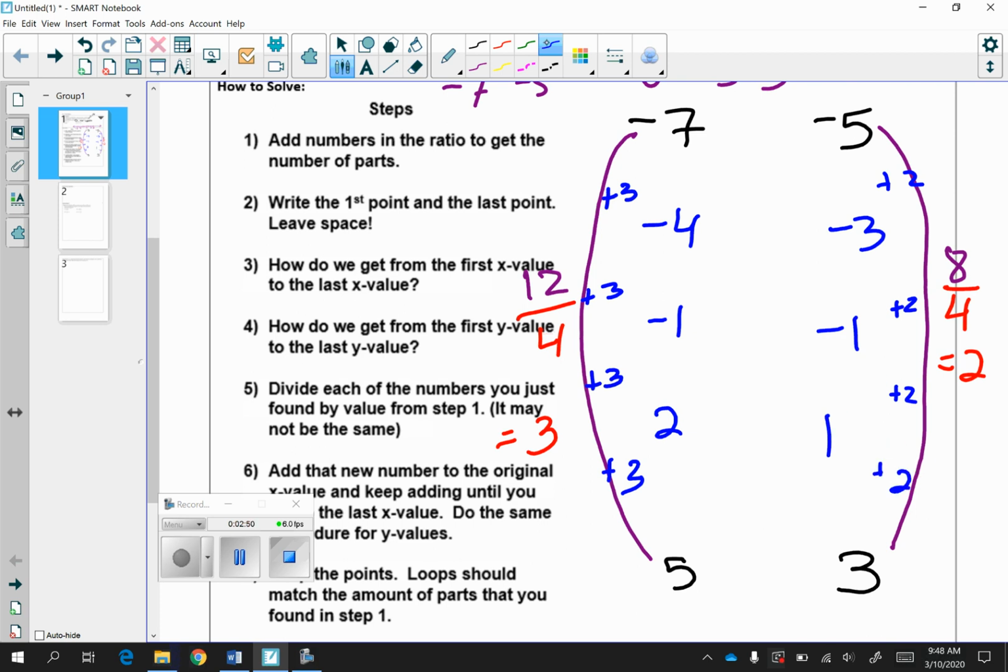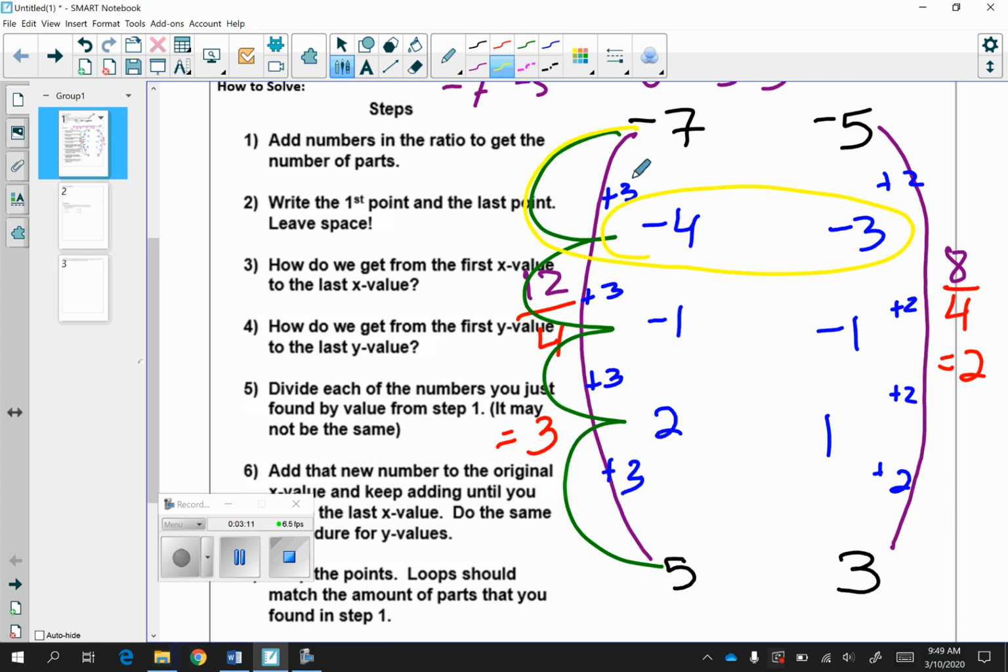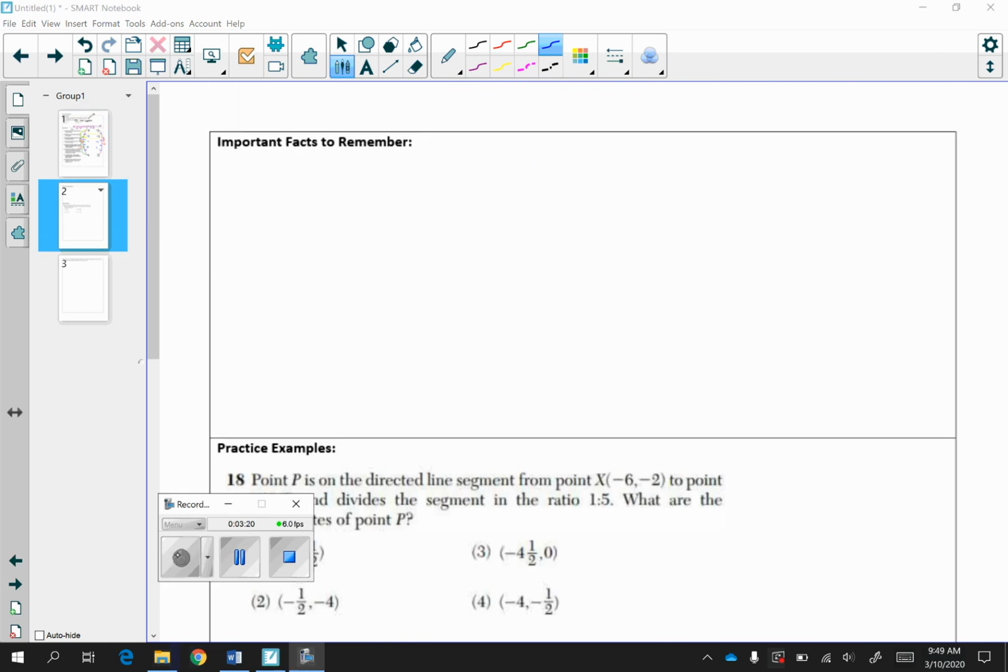How many parts do I have? So I loop them. 1, 2, 3, 4. Well, I said I was going to have 4 parts. The problem was in the ratio of 1 to 3. So now I just need to go 1 loop starting at the top. Here I am. And there is my answer. So -4, -3 was choice 4.